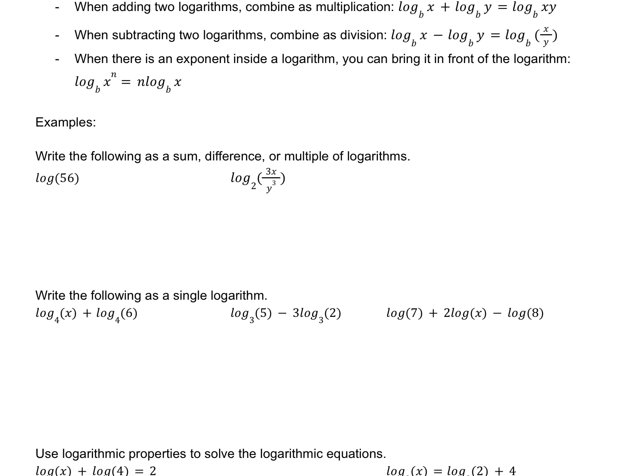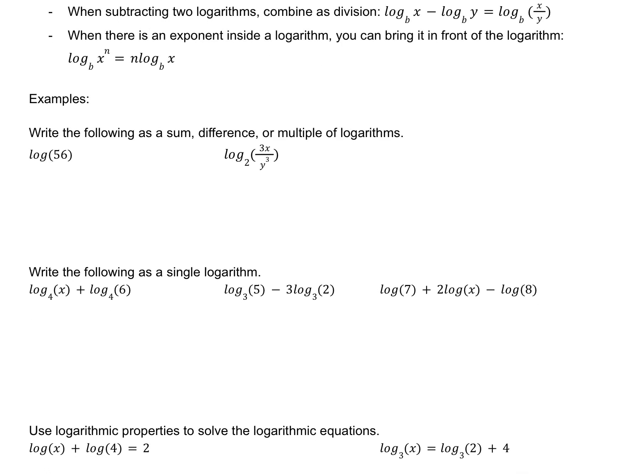So our first set of examples, we are going to expand our logarithms. So we're going to write them as a sum, difference, or multiple of logarithms. For our first example, we have log 56. So there's more than one correct answer here since there's more than one way to multiply to 56. But I'm going to use the smallest numbers possible. So I can write it as log 8 plus log 7. It's not the only way that you can do it, but it is the one that comes to me quickest. And again, I don't have to write a base here because the base is 10.